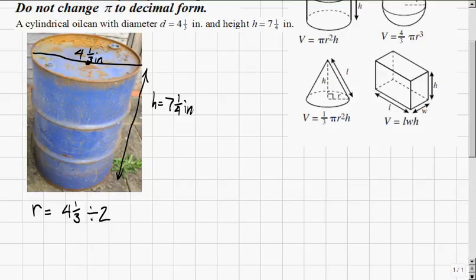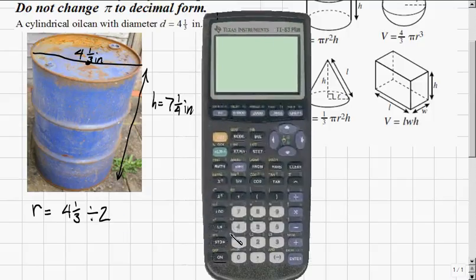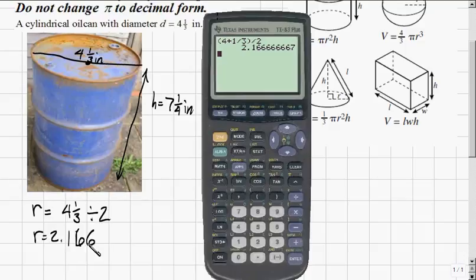Let's use a calculator to find the decimal approximation for the radius. Bringing up a TI-83 calculator and turning it on, we'll take the quantity of 4 plus 1 over 3, 4 1/3, and divide that by 2. Enter. Roughly speaking, our radius becomes 2.166. And since this was measured in inches, 2.166 inches.